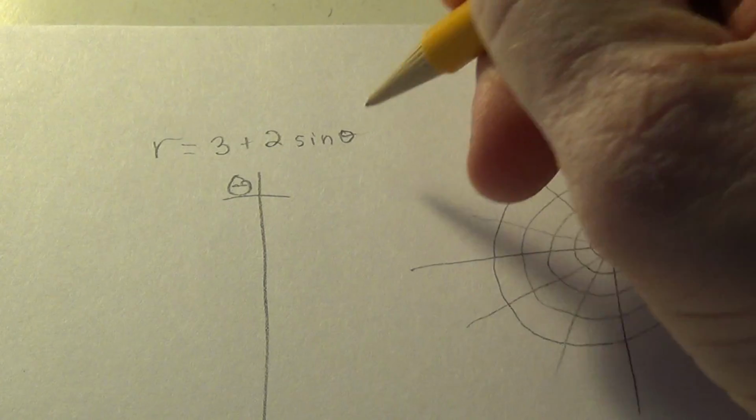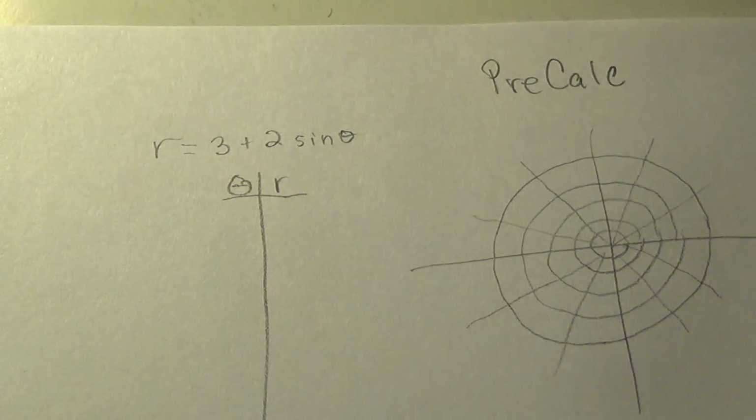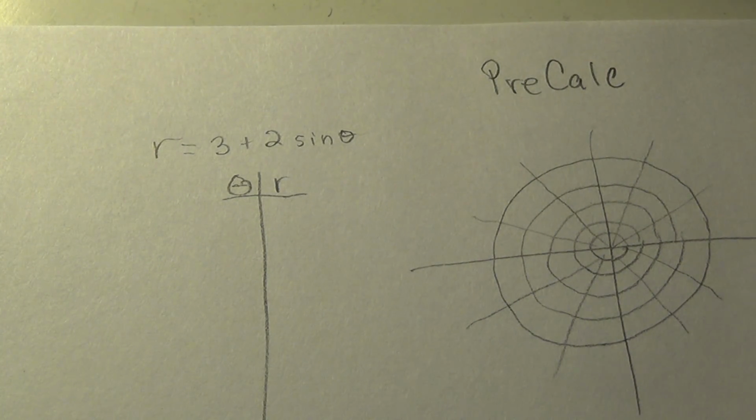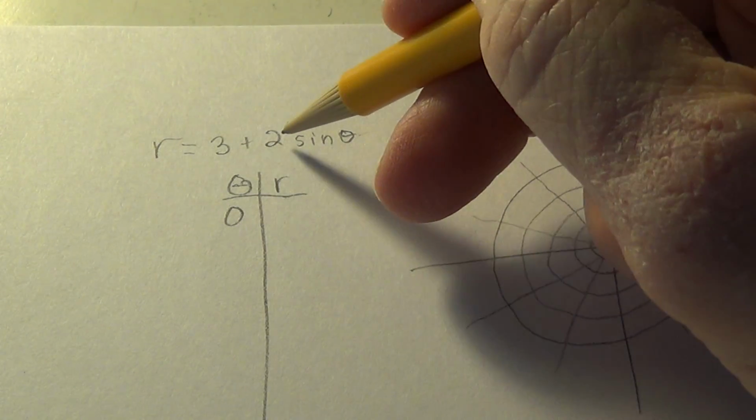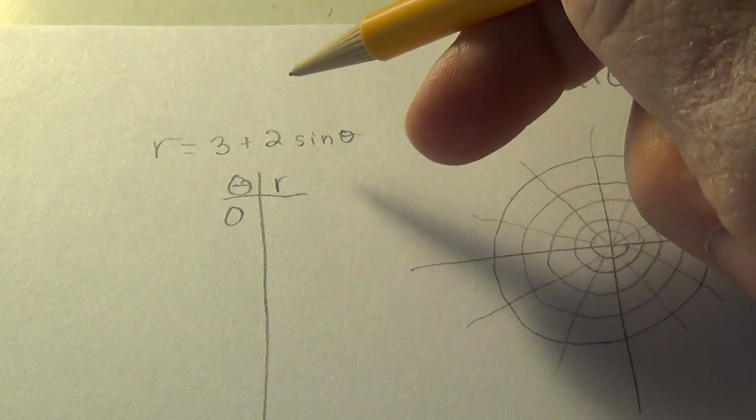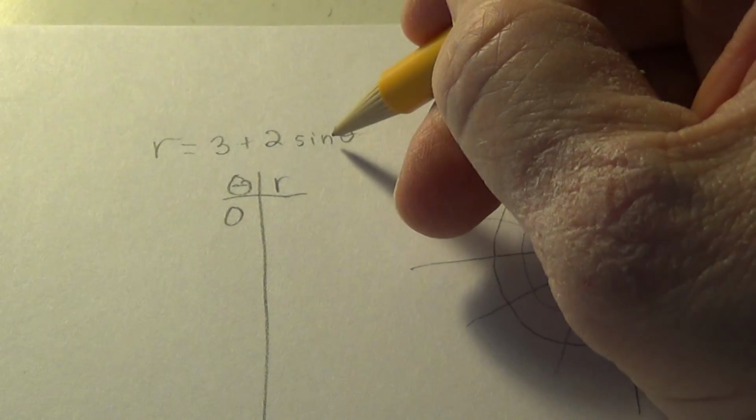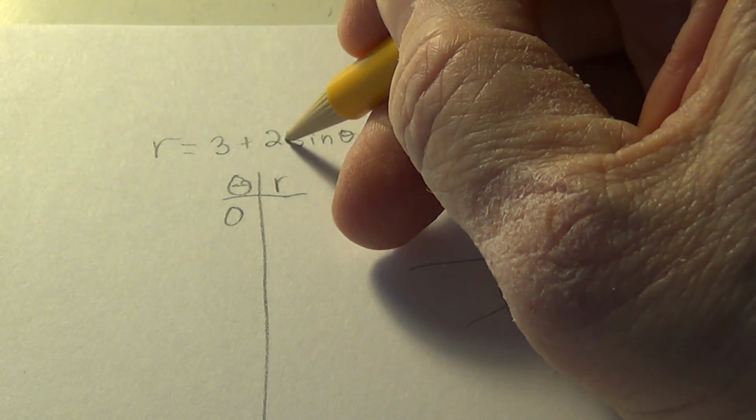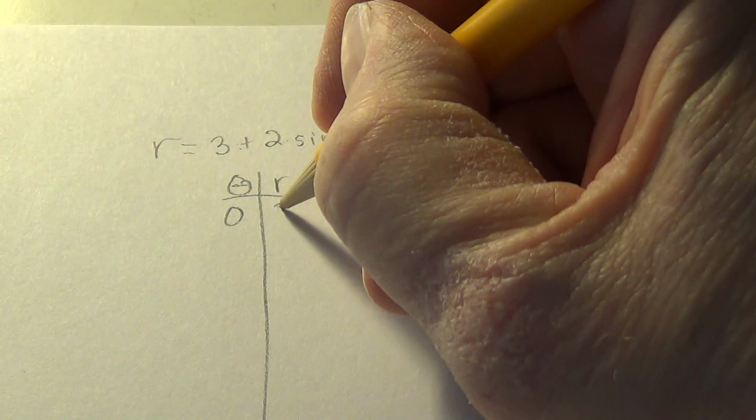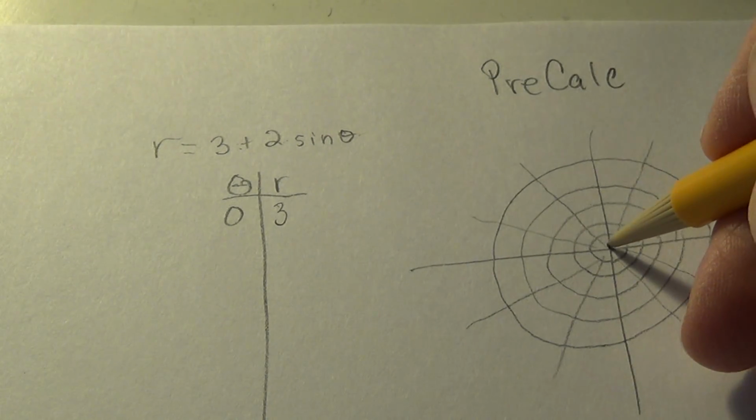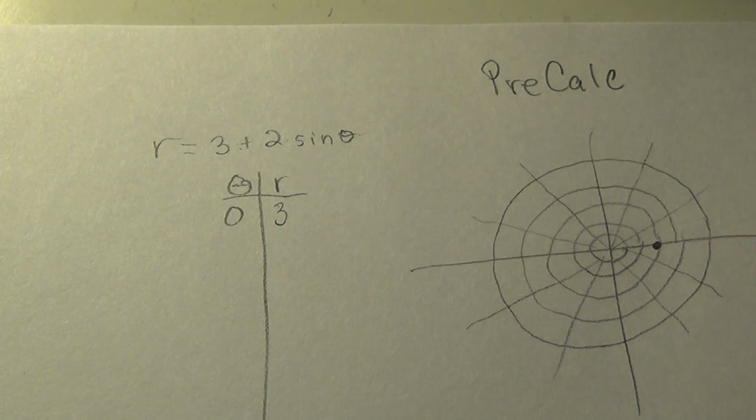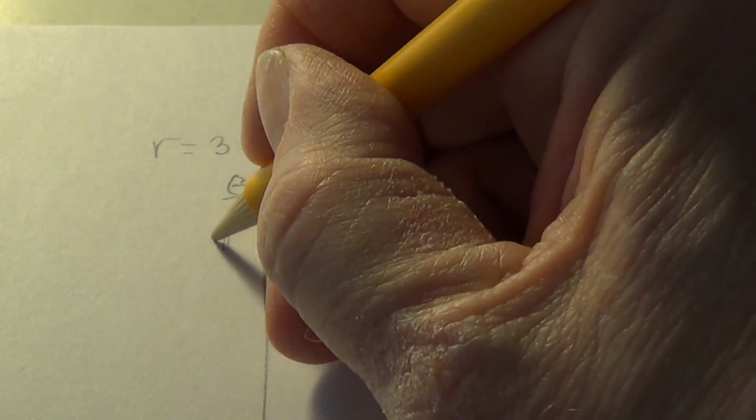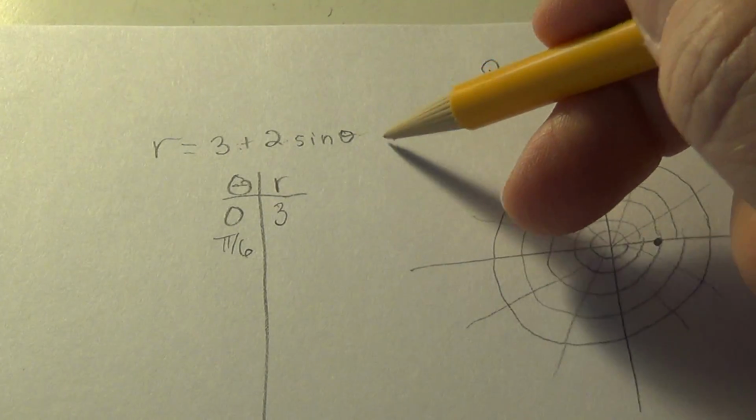We're going to pick the thetas, and the equation will pick the r's. So, we'll start with 0. Putting in sine of 0, we get 0 times 2 plus 3. So sine of 0 is 0, 0 times 2 is 0, plus 3 is 3. Going over here on the 0 degrees, I'll go out 3 away from the center. Make a spot. Pi over 6. Sine of pi over 6.